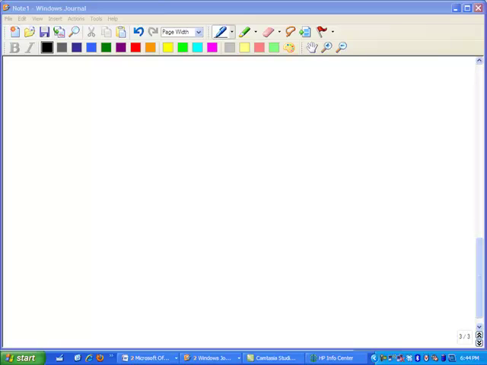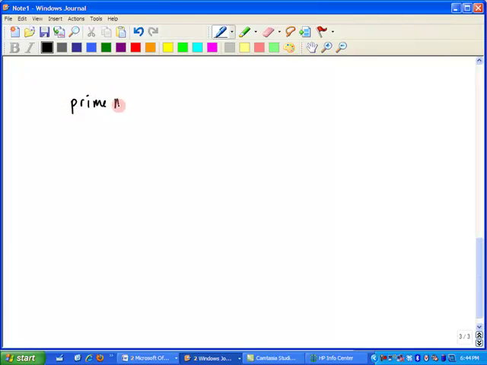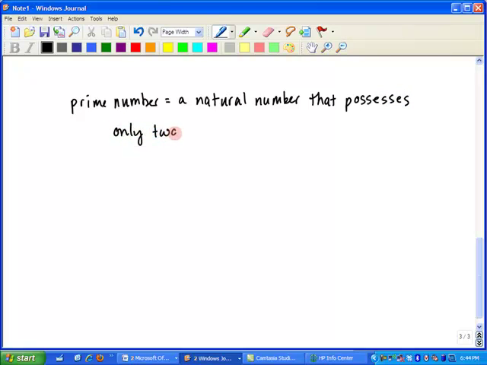Okay? So a prime number, here's the definition. It is a natural number, and somebody remind me, natural numbers, what do they start at? They start at 1, because they're the numbers that you can easily count naturally on your fingers. Okay, it's a natural number that possesses only 2 factors, and that would be itself and 1.